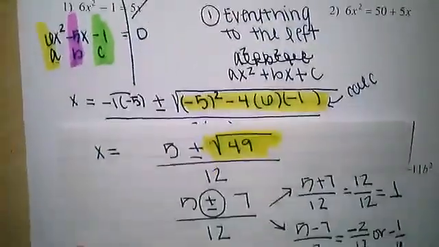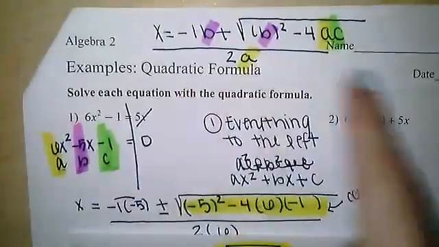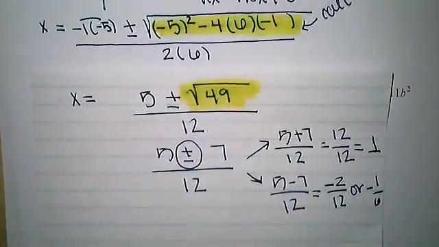So those are kind of like the main steps of the quadratic formula: get it equal to 0, plug it into your equation, and then you just solve and get your 2 answers.